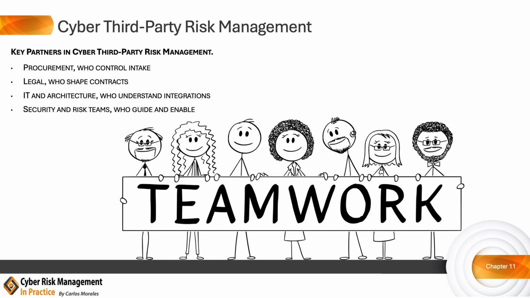Risk, privacy, and security. Of course, risk and security teams are responsible for building the program, providing the tools, and ensuring decisions are documented and communicated. But they can't operate in a silo. Their job is to enable the organization to manage third party risk, not to own every piece of it themselves.